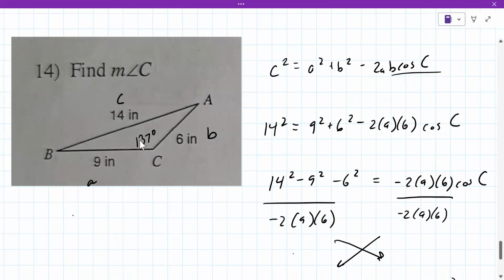So once you get that angle, if you were asked to find something else, you would use law of sines. You would not go back to law of cosines. You only use it one time, unless they demanded that you use it. Sometimes you see that, but all right.